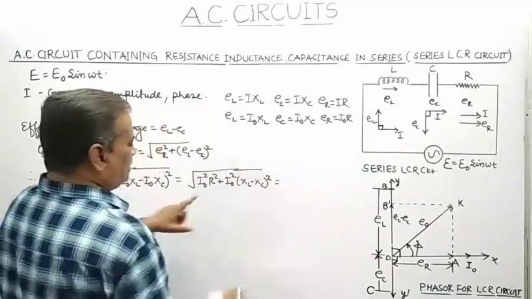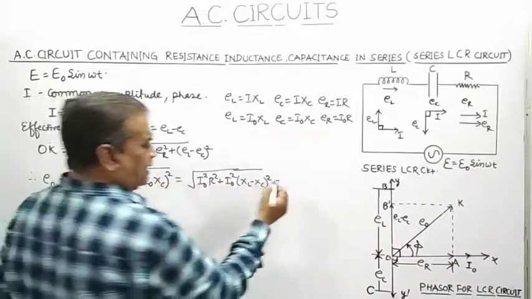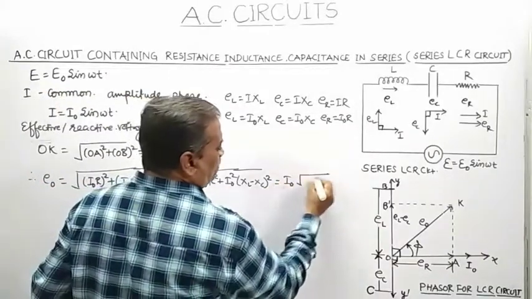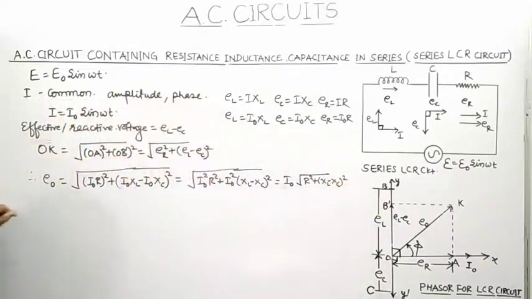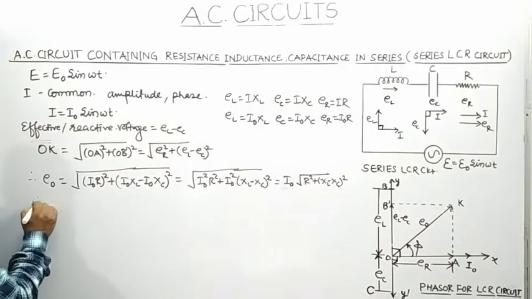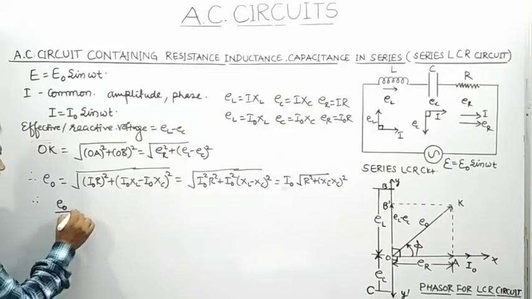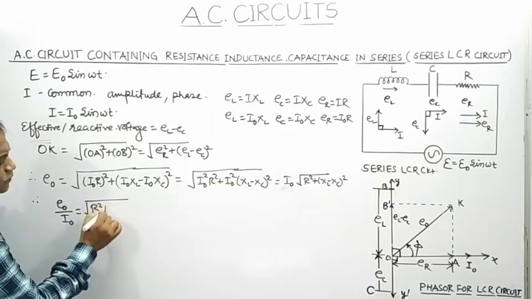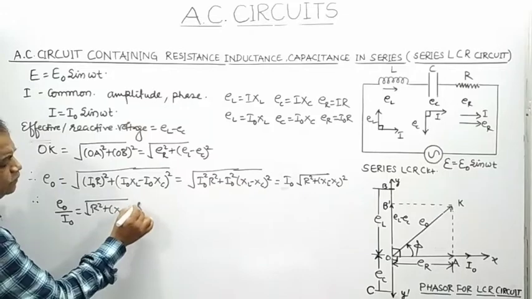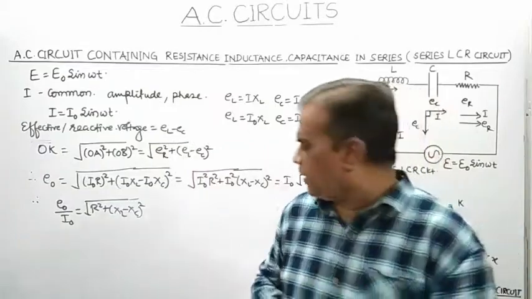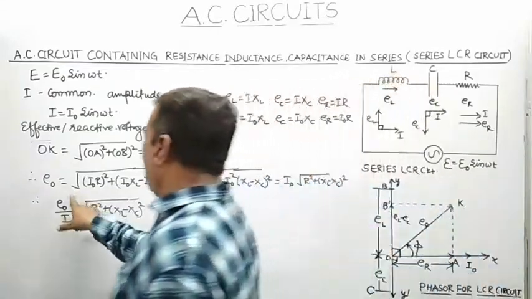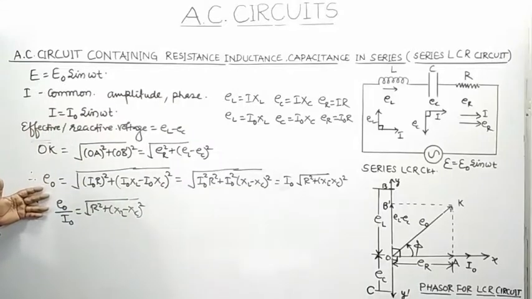Now that will be written as, see here I0 square, when it is taken outside the square root, it is I0 into under root of R square plus XL minus XC whole square. So therefore, E0 upon I0 is equal to under root of R square plus XL minus XC whole square. But E0 upon I0 is a ratio of EMF to that of current according to Ohm's law.